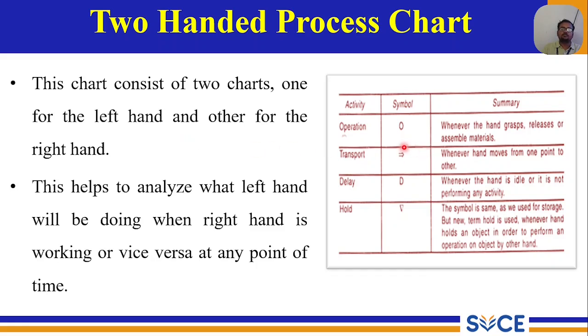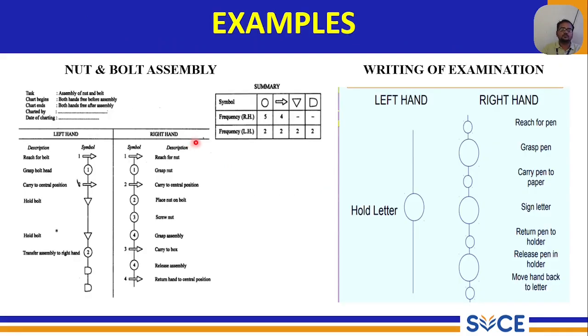The symbols are similar to what has been used in method study: operation, transport, delay and hold. Instead of storage, we are using an inverted triangle here for hold. Hold refers to the particular place where the person doesn't do any process, or more specifically, the particular hand isn't involved in any process. Here are a few examples.